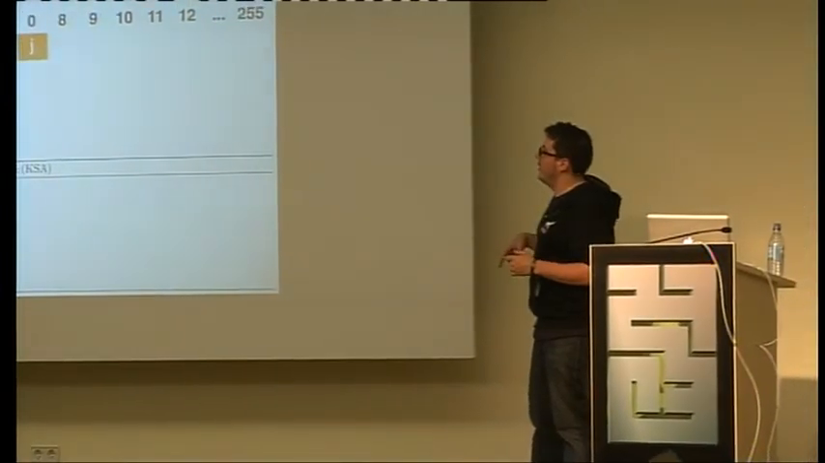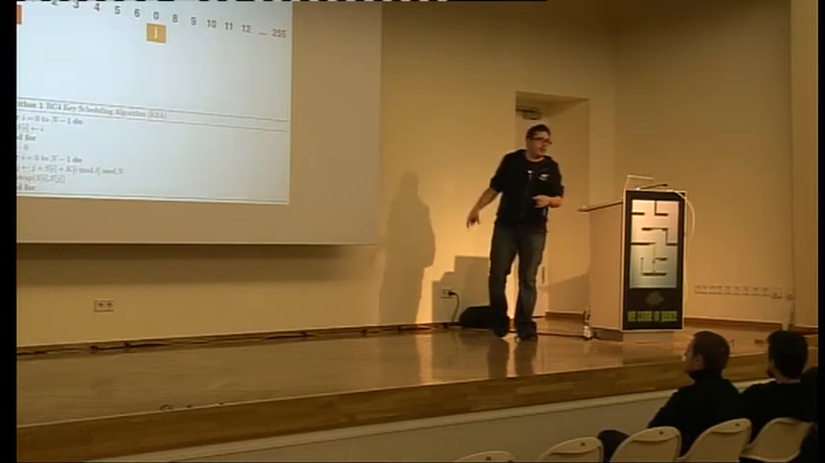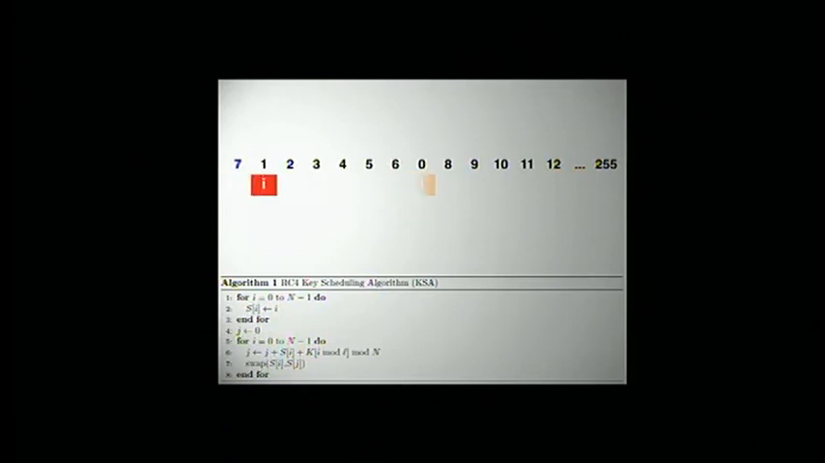So the first byte of your secret key defines the value of j. Let's say it's 7. Then what you do is you swap the values pointed to by i and j. So instead of 0, 1, 2, 3, you have 7, 1, 2, 3. And at position 7, you have a 0 now. Then i is incremented by 1, so it's pointing here. And j is computed according to the previous value of j and the second byte of the key. Let's say it's 12. Then you swap the values.